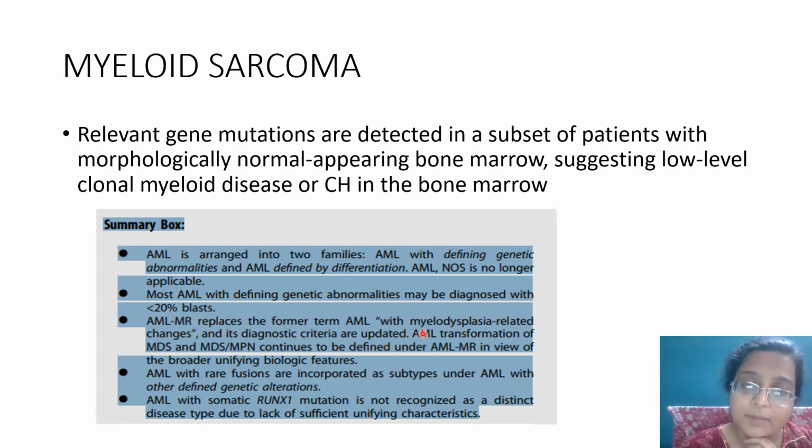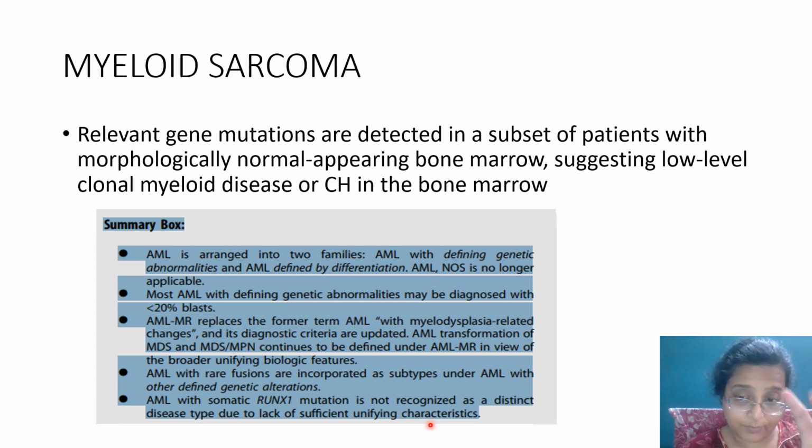AML-MR replaces the term AML with myelodysplasia related changes. AML transformation of MDS and MDS-MPN continue to be defined under AML-MR. Okay. AML with rare fusions are incorporated as subtypes under AML with other defined genetic alteration, like I told you right now. Fine, RUNX1 mutation. AML with somatic RUNX1 mutation is not recognized as a distinct disease type due to lack of sufficient specificity. Every genetic abnormality wants itself to be distinct.